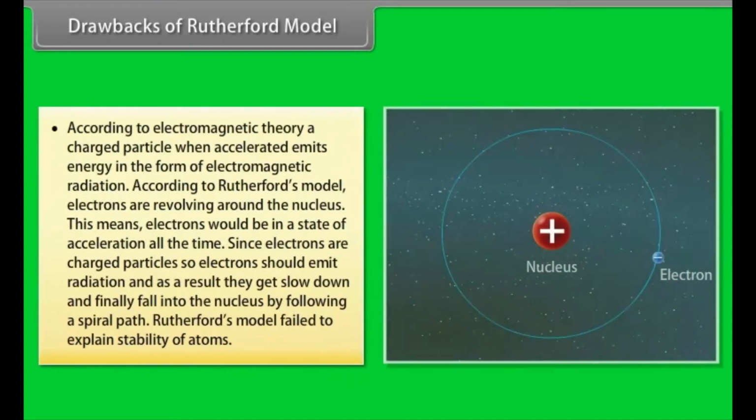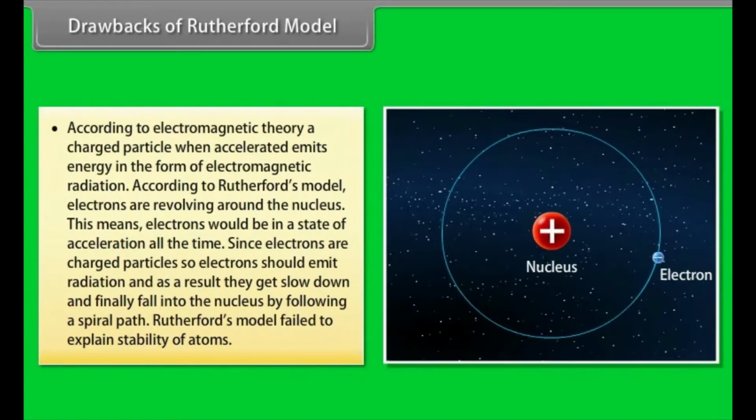Drawbacks of Rutherford model. Number 1. According to electromagnetic theory, a charged particle when accelerated emits energy in the form of electromagnetic radiation. According to Rutherford's model, electrons are revolving around the nucleus. This means electrons would be in a state of acceleration all the time. Since electrons are charged particles, electrons should emit radiation, and as a result, they get slowed down and finally fall into the nucleus by following a spiral path. Rutherford's model failed to explain the stability of atoms.